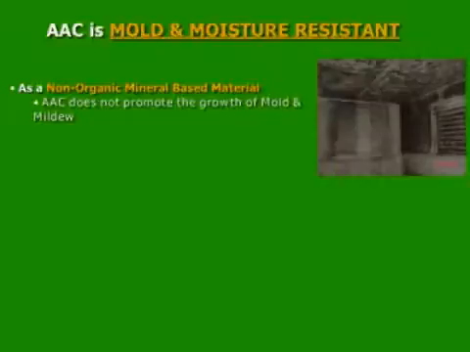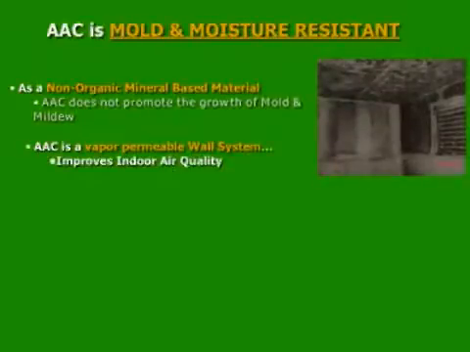Moisture in the room, which normally occurs, cannot escape in concrete buildings. As soon as the temperature cools down to the dew point, either naturally or with an HVAC unit, the moisture molecules become water droplets and start feeding organic items, like the paper on the drywall. AAC is a non-organic, mineral-based material. AAC does not promote the growth of mold and mildew.